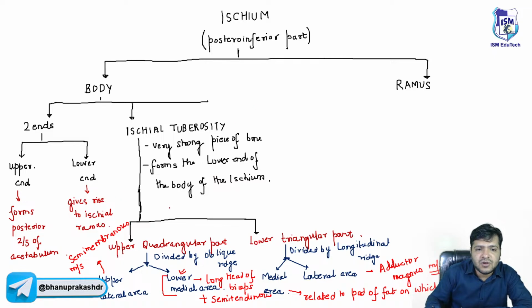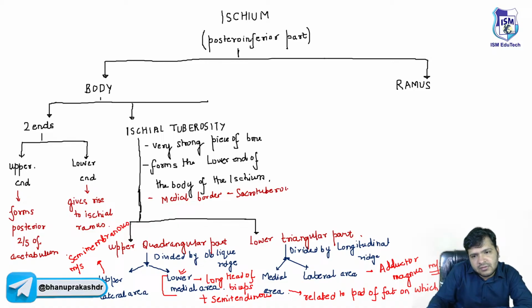So yeah, the ischial tuberosity. If I'm talking about the medial border, it will give attachment to the sacrotuberous ligament. And remember, the lateral border, one muscle will originate from here, and that is the quadratus femoris muscle.